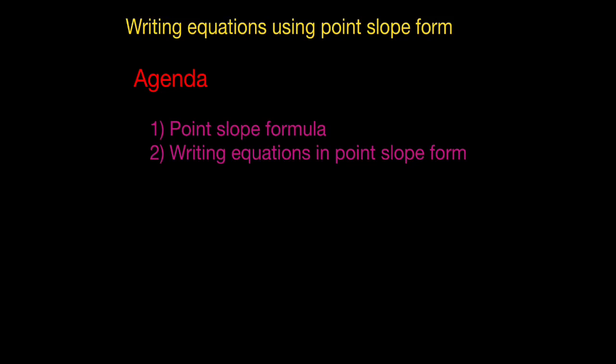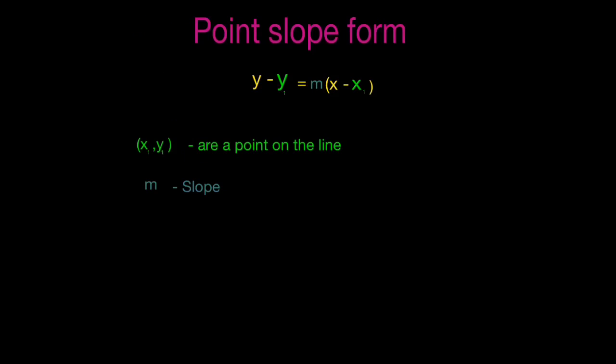Alright, today we look at another useful form of linear equations, and this form is called the point-slope form. First I'm going to give you the formula, and then we're going to go about writing equations in point-slope form. So here's the formula: y minus y1 is equal to m multiplied by parentheses x minus x1.